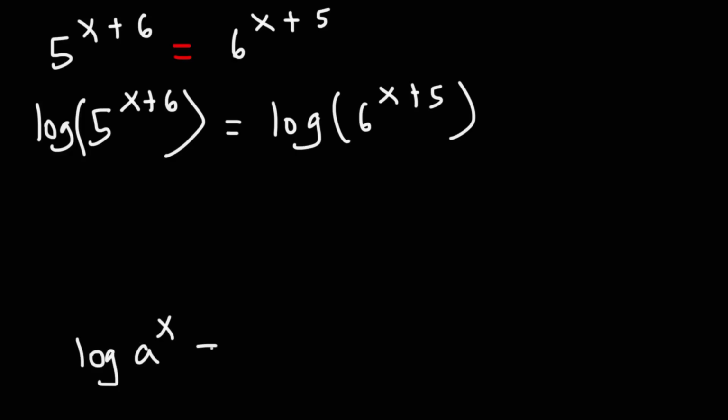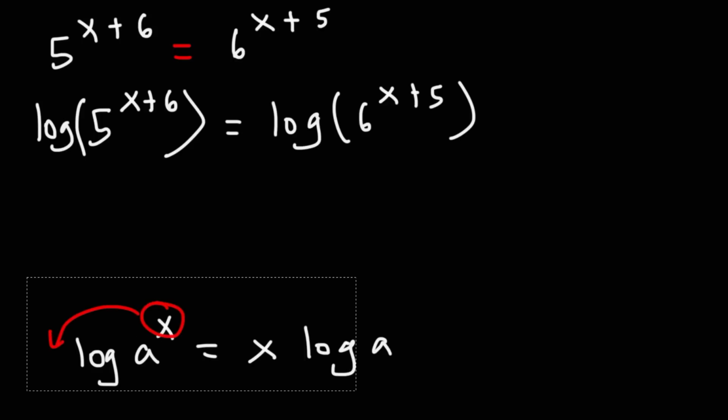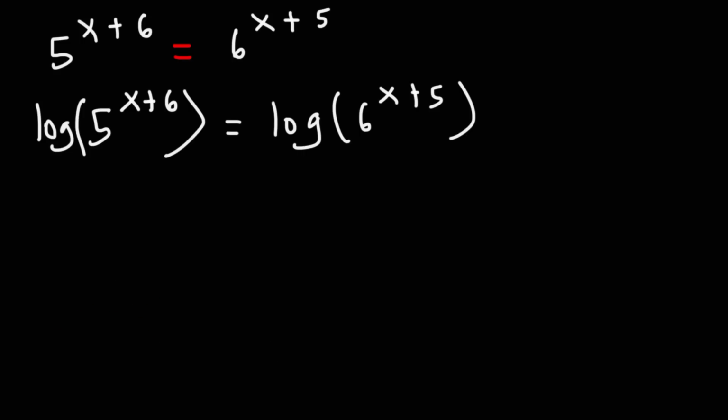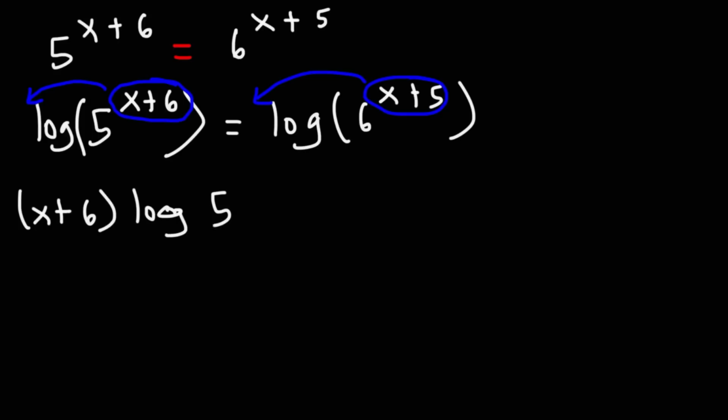Log a raised to the x is equal to x log a. So that's one of the properties of logs that you just have to know. It is what it is. So anytime you have an exponent, log allows you to move the exponent to the front. So we're going to use that property, and we're going to take this entire exponent, x plus 6, move it to the front. And we're going to do the same thing with x plus 5. So now we have x plus 6 log 5 is equal to x plus 5 log 6.